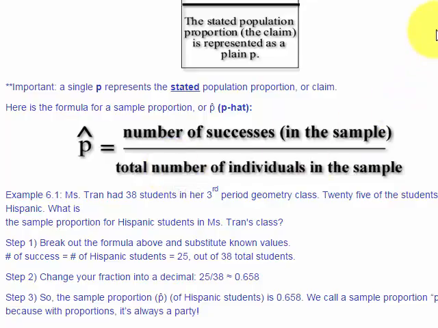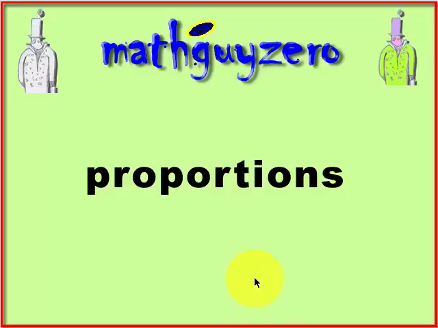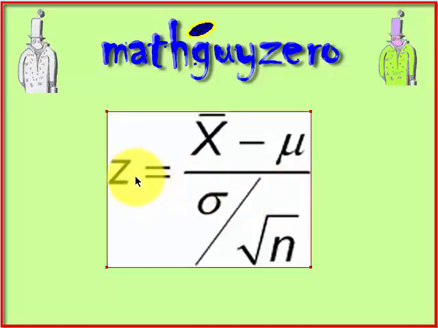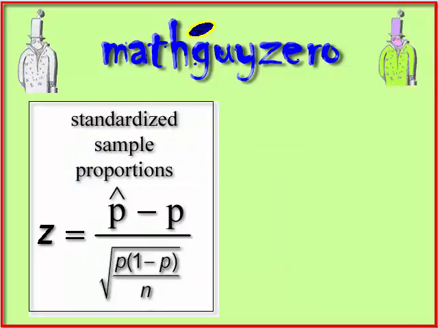Okay, so let's work through this. Remember this formula, we're going to turn everything into a z-score and then look up the probability on a z-table. What we have been doing is the sample mean minus the population mean divided by the standard deviation over the square root of the sample size. So the proportions work basically the same with a few minor exceptions. Here's the z-score formula for proportion.